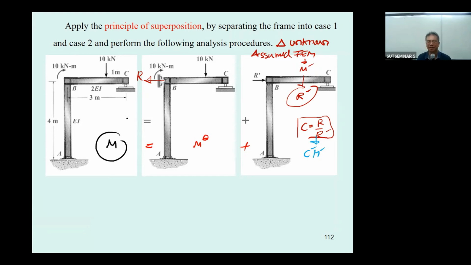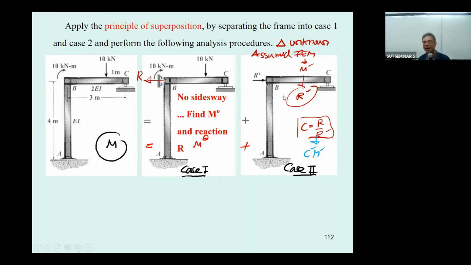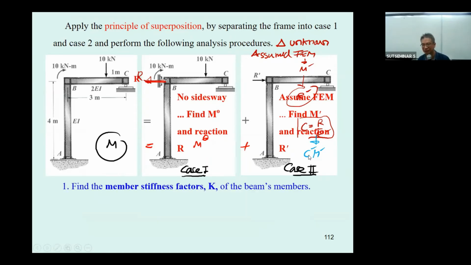Let us start by considering the first one. This is going to be case 1, and this is going to be case 2. By doing this, we are going to determine the K. This is going to be 3EI over L for the beam BC and 4EI over L for the column. Again, for the first one, we will determine M superscript 0 and the unit R. And for the second one, we assume a fixed moment, M prime, and reaction R prime. And then we can determine the correction factor.